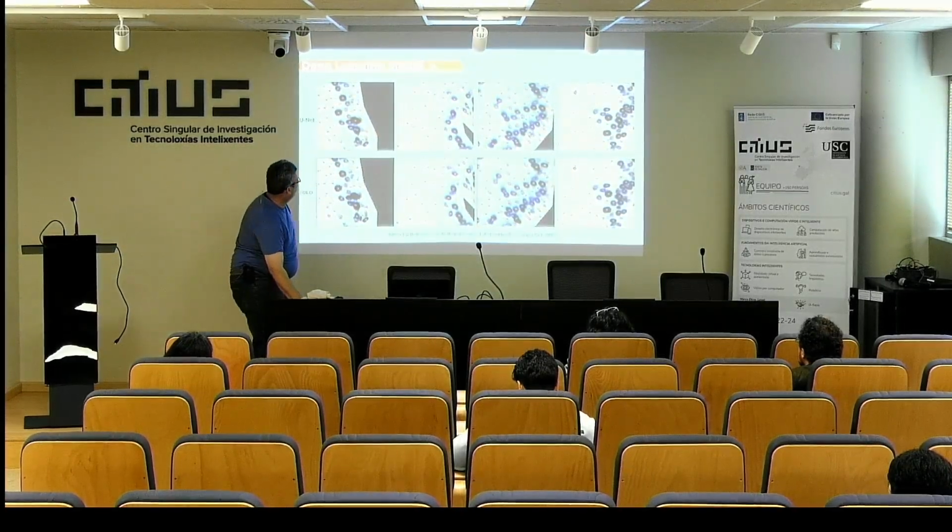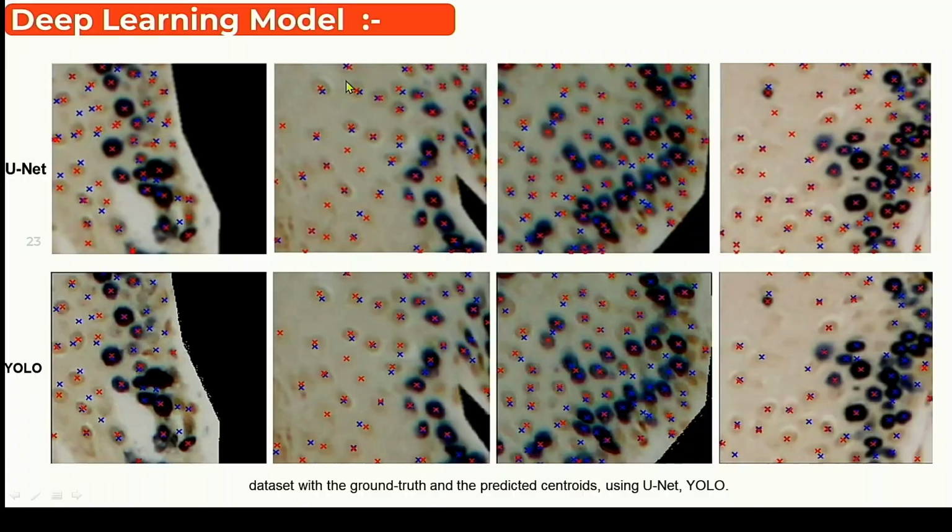This is the sample for the deep learning models and the results when we apply both methods, U-Net and YOLO. We can see here the detections: the blue one is the ground truth and the red one is the cells already detected by the system.